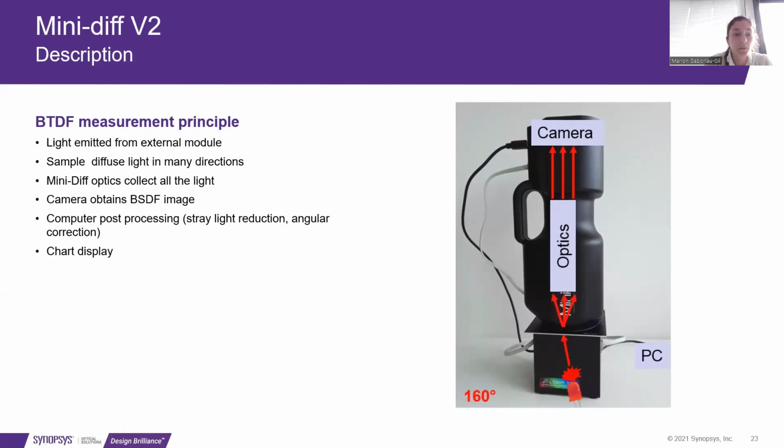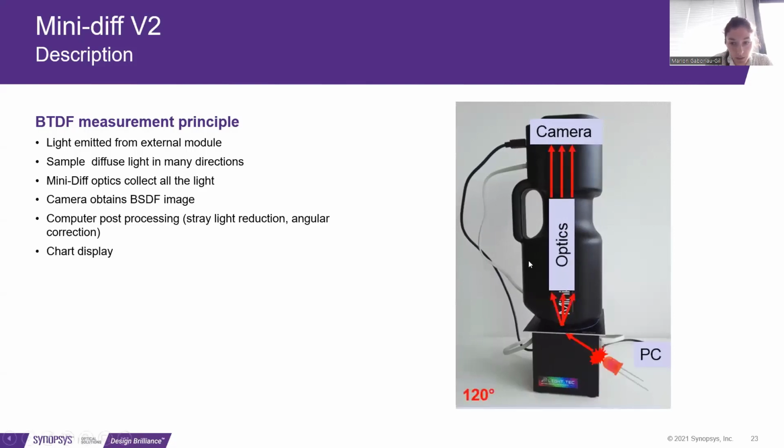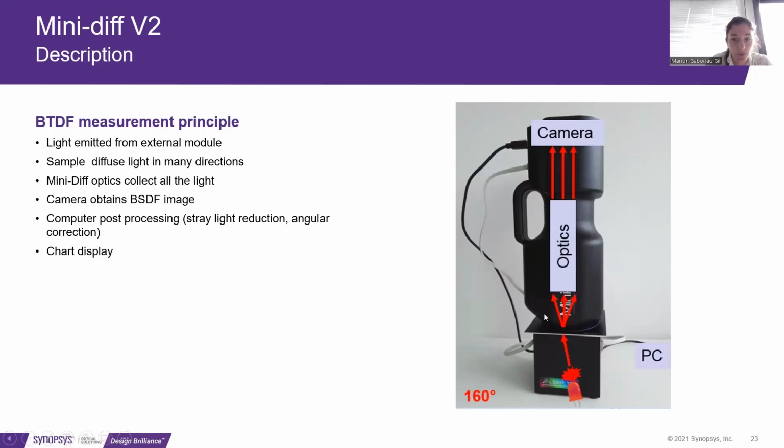For BTDF now, the principle is quite the same. The only difference is that the light is not emitted from the mini-diff, but from an external module here. But apart from that, it's the same. The sample scatters the light, the optic collects and sends to the camera to obtain BSDF images. And after post-processing, we obtain the count.